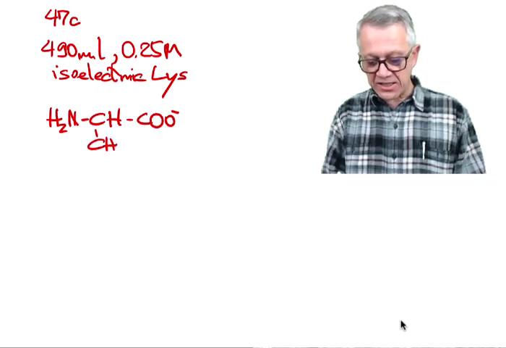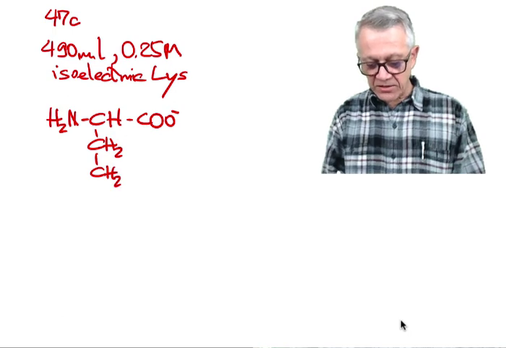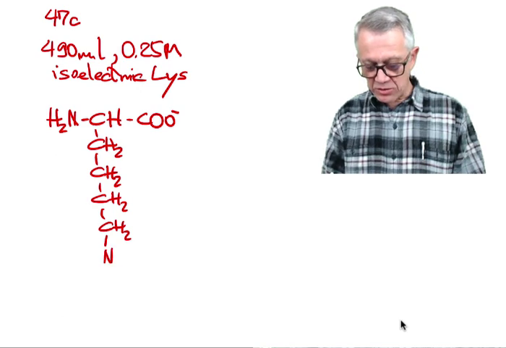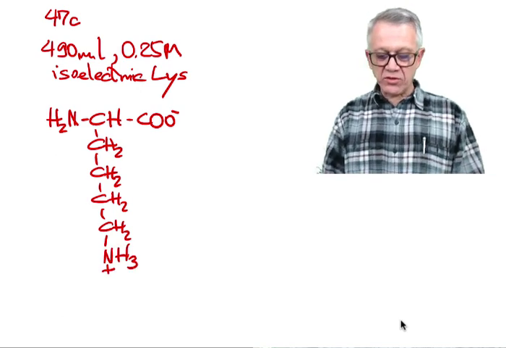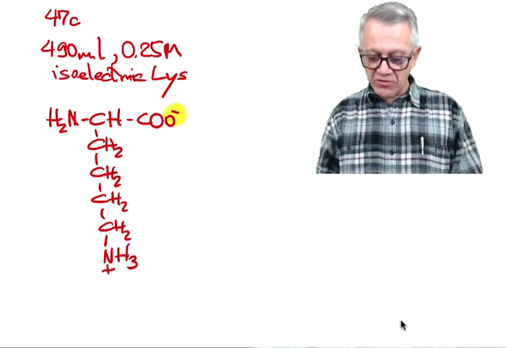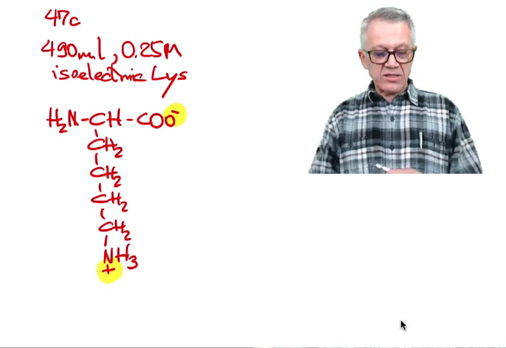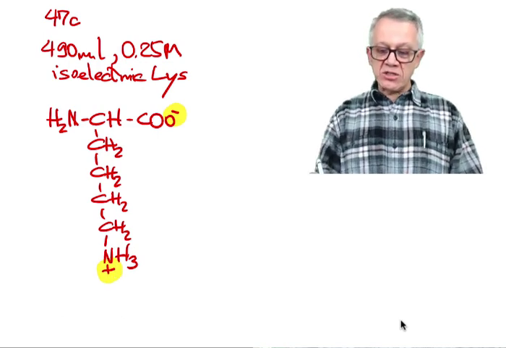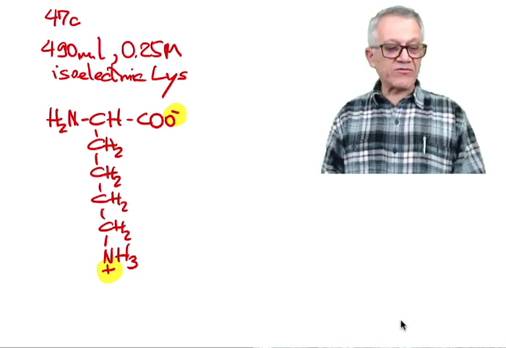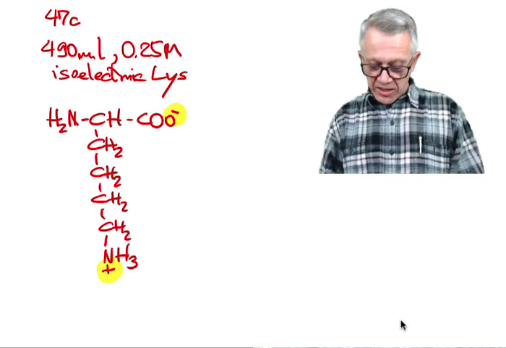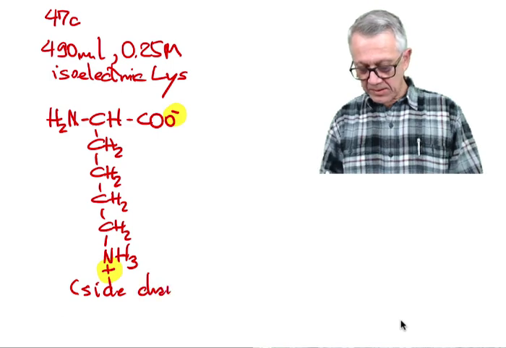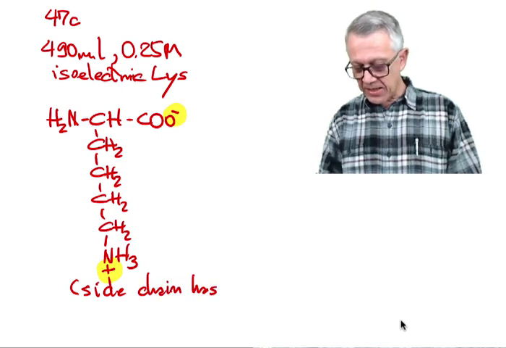And lysine is that long one, it has 4 methylene groups, CH2, CH2, CH2, NH3 plus. If you want to know why I found out that this is the isoelectric lysine, with the charge here and the charge there, it is because the side chain has a pKa higher than the pKa of the amino group. Let's remind ourselves here that the side chain has the higher pKa.